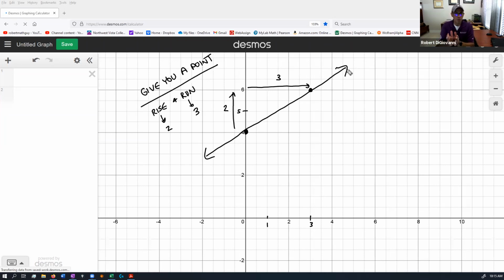So would you agree with this? If I give you 1 point on the graph, 1 point on the line, and I give you the rise and run, you're good to go? You should be able to draw it? Let me give you another one.